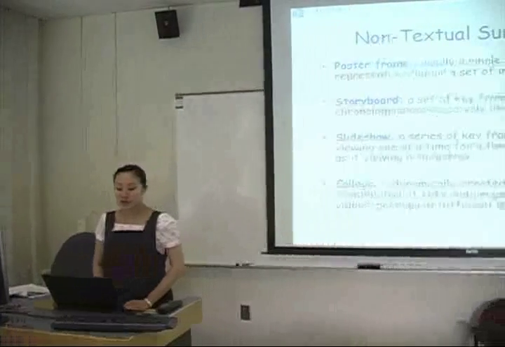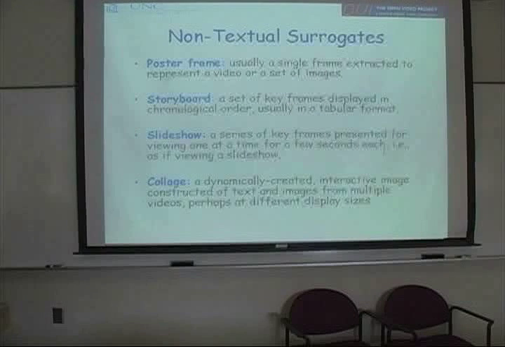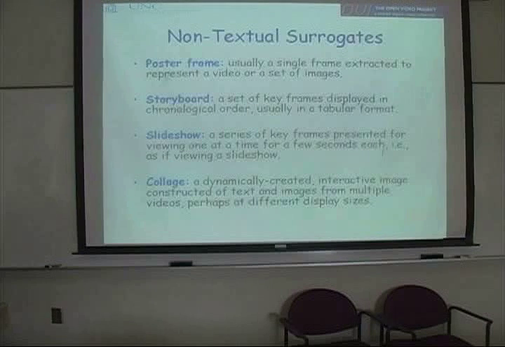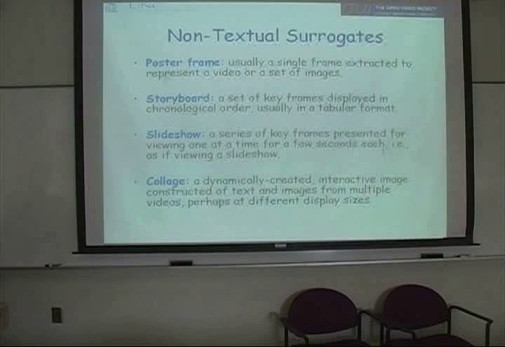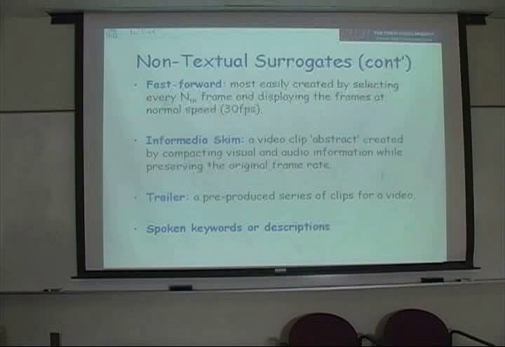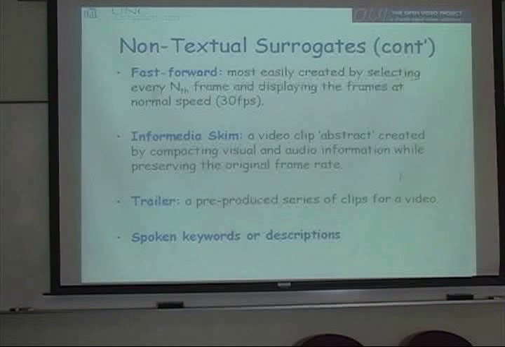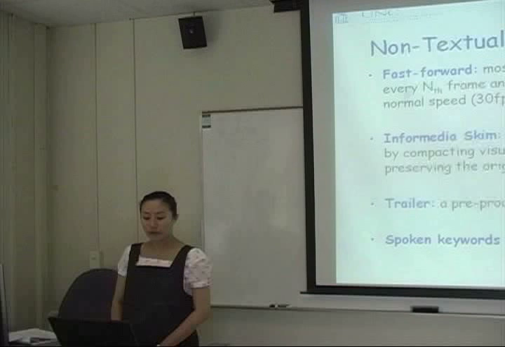Here are some examples of non-textual surrogates, and many of them we are already very familiar with. The first four examples on this slide, the poster frame, storyboards, slideshow, and collage, are basically visual surrogates that consist of some keyframes of the videos, and they each have their own pros and cons, and they can be very effective in different applications. And the fast forward, we are familiar with fast forward in the analog world, but for digital videos, fast forwards are mostly created by extracting every nth frame from the video and playing back the frames to the users. On the Open Media project, we use the default rate of 64 to create the fast forwards for our videos.